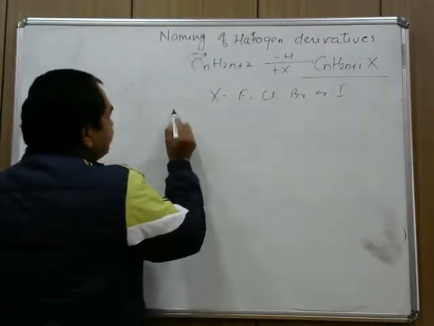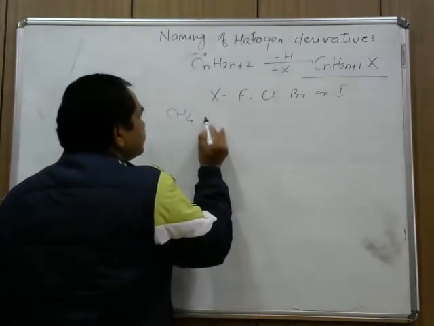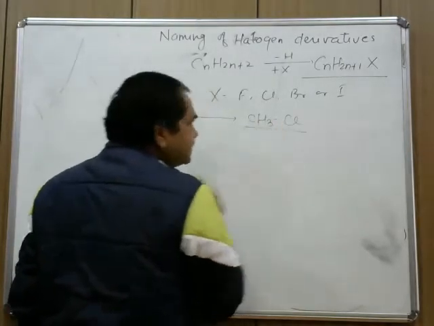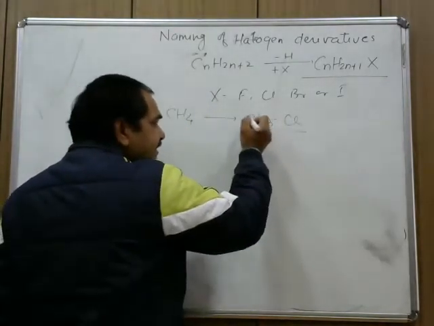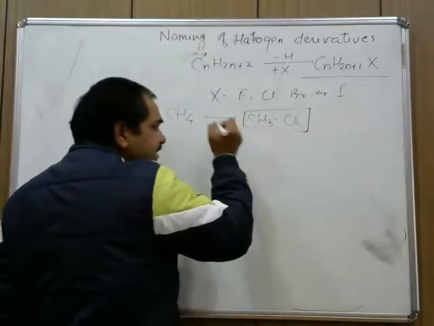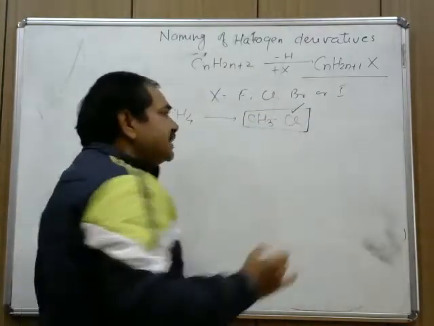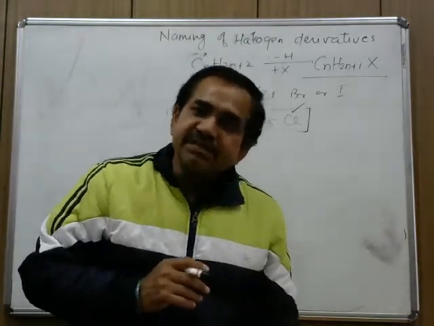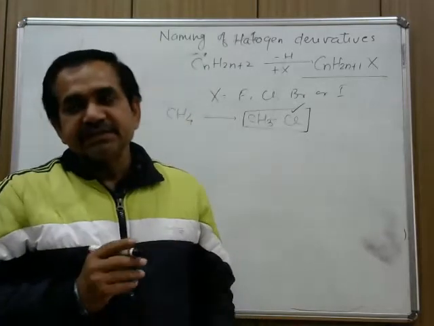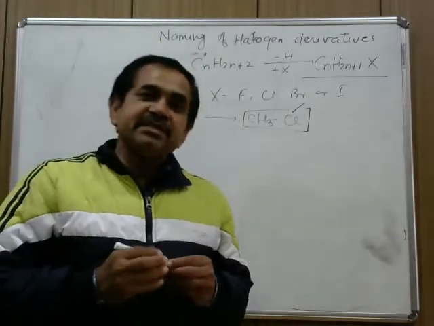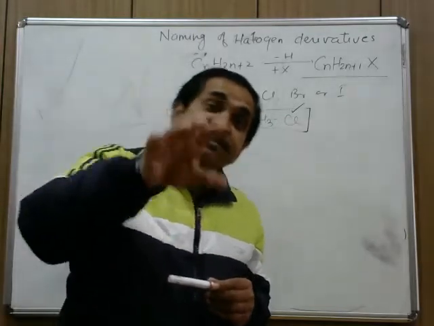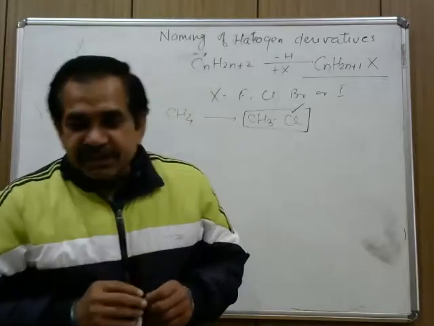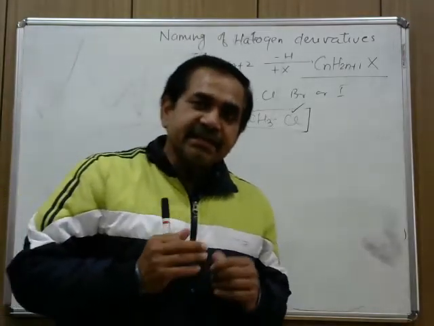Say for example we have CH4. One of the hydrogens is replaced by a Cl atom, and we get CH3Cl. The characteristic properties of this compound CH3Cl are determined by the presence of this Cl atom, so it behaves as a functional group. But in the IUPAC system, it is treated as a substituent. It is not treated as a functional group.